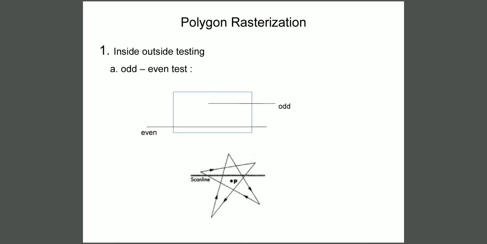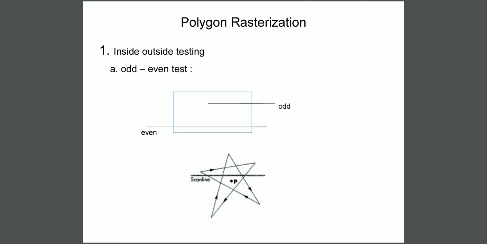Inside outside testing is testing the pixels to check whether they are inside the polygon or outside the polygon. If they are inside the polygon, we'll update them with a foreground color. If they are outside the polygon, we'll leave them as the background color itself. The first approach available to perform inside outside testing is the odd even test. To understand the odd even test, we are considering first a simple polygon, that is a rectangle. Then you select any pixel in a frame buffer.